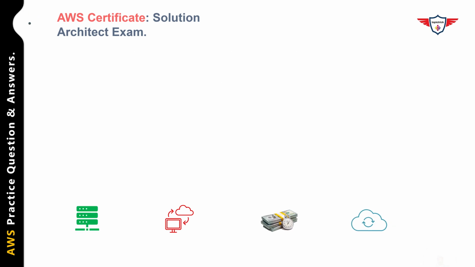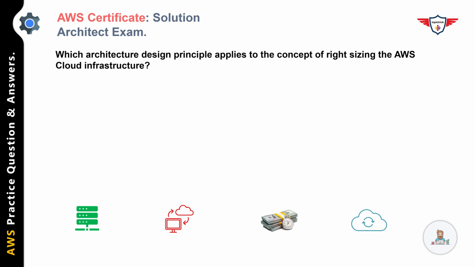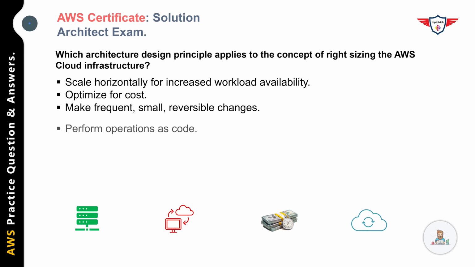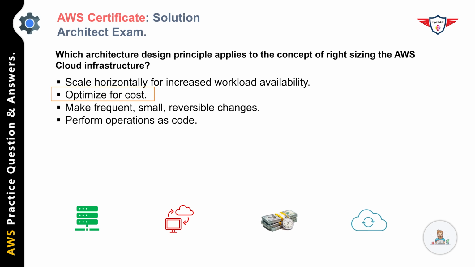Which architecture design principle applies to the concept of right-sizing the AWS cloud infrastructure? And your options are: scale horizontally for increasing workload availability, optimize for cost, make frequent, small, reversible changes, perform operations as code. The correct answer is option B. You should use metrics from the current running workload to select the right size and type to optimize for cost. This solution is one of the best practices of the cost optimization pillar of the Well-Architected Framework.